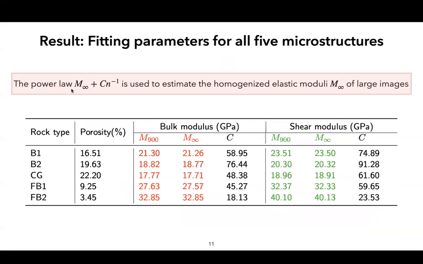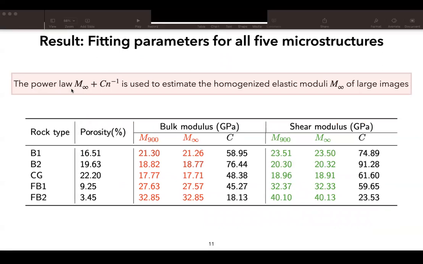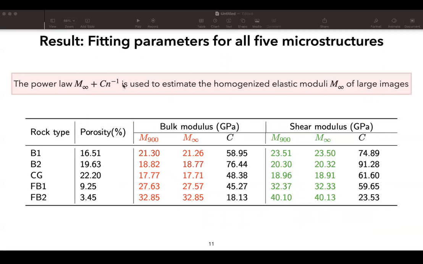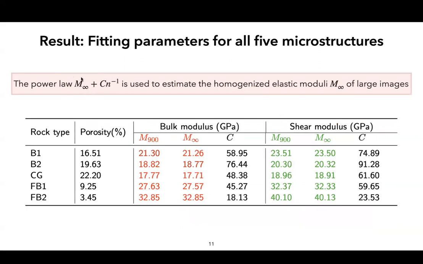Now we see that we can use this power law to estimate the homogenized elastic moduli of large images. So we can perform hierarchical homogenization for different subimage sizes, and we can fit the data with this power law. We can obtain M infinity. So here I'm showing the result for all the 5 rocks.